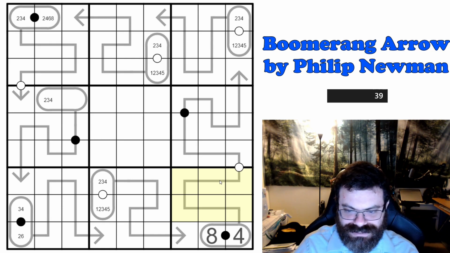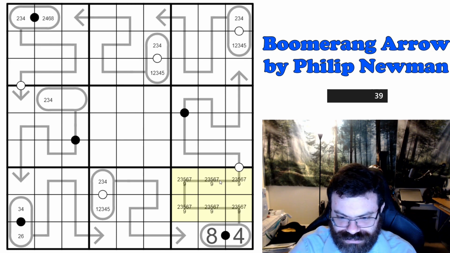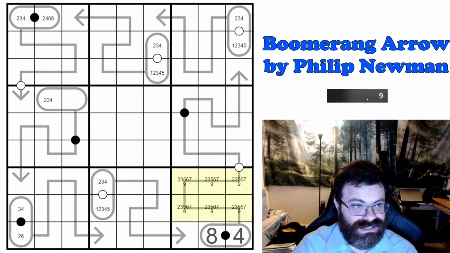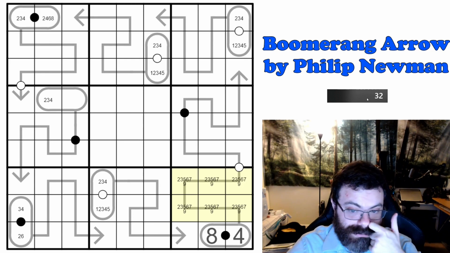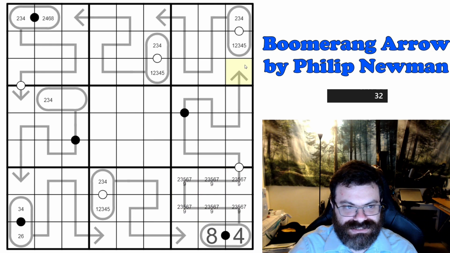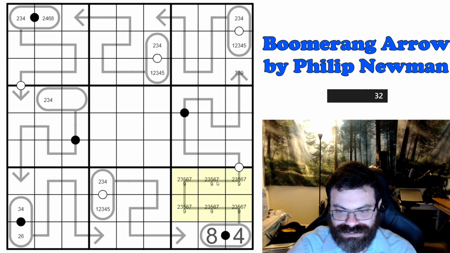So we can have 9, 7, 6, 5, 3, and 2. That's 6 digits, I believe. And so those add to 2 plus 3 plus 5 plus 6 plus 7 plus 9. Those add to 32. So at most, this adds to 32, which means at least this needs to be 7 because we needed 39. So this is 7, 8, or 9.